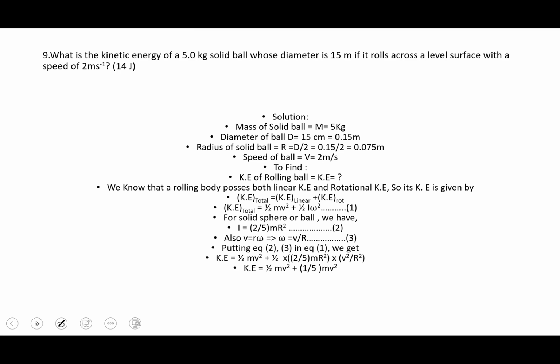Now in this case, we have the procedure with us. So kinetic energy will be equal to half into 5, which is the mass, multiplied by velocity, which is 2 square, plus 1 over 5 into mass, which is 5, and the velocity is 2 square. Now if we solve it, we'll get the value of this one equal to 10, and the value of this one, because this cancels out, will be equal to 4. So 10 plus 4 will be equal to 14 joule, and that is our required answer.